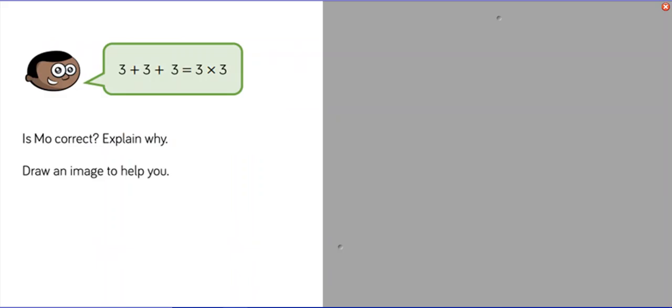Let's have a look at this last question then for today. So, Mo says that 3 add 3 add 3 equals 3 multiplied by 3. So, don't get confused here with there being two calculations either side of the equal sign, because this equal sign also means is the same as. So, what this is really saying is 3 add 3 add 3 is the same as 3 multiplied by 3. So what I would do, I would use this bit and I would draw an image to help me. I would draw 3 add 3 add 3 and I would draw 3 multiplied by 3. So remember, that's the same as saying 3 groups of 3. Okay? And then tell me if it's correct and explain why. Pause the video and have a go.